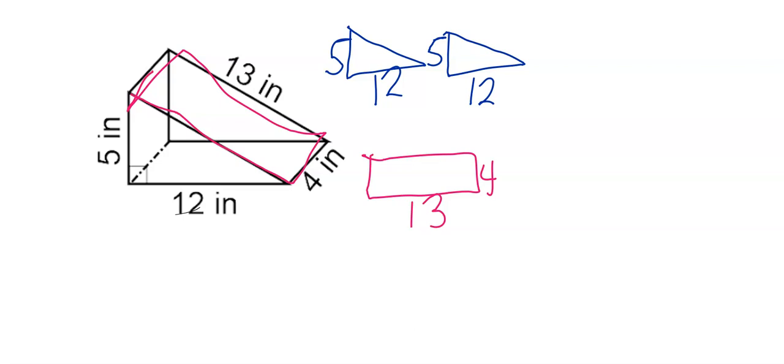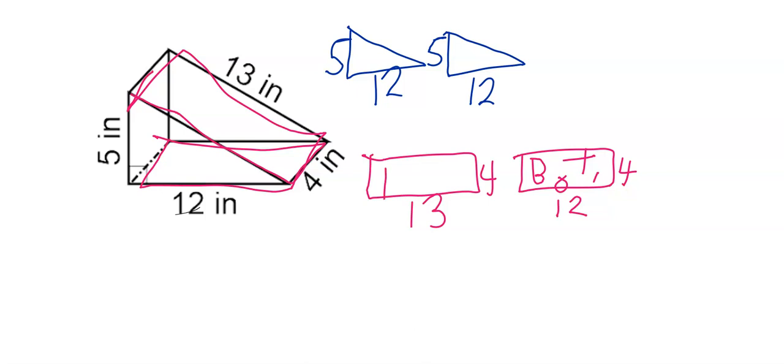Next, I'm going to do this bottom face right here. It is 12 by 4. So that's the bottom one, 12 by 4. I just realized I've been forgetting to label these. Make sure that you label them. So I'll label this one bottom, BOT for short. And then coming over here, this was the top face, top slanty.